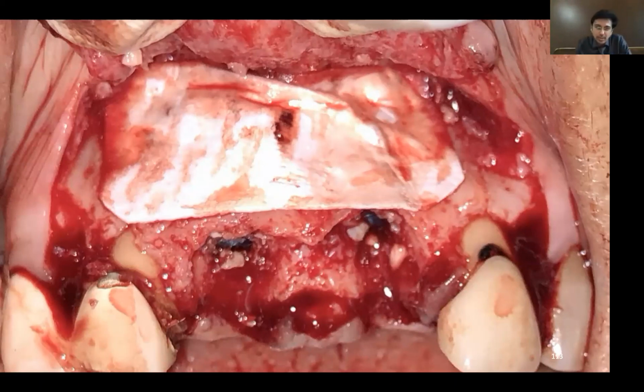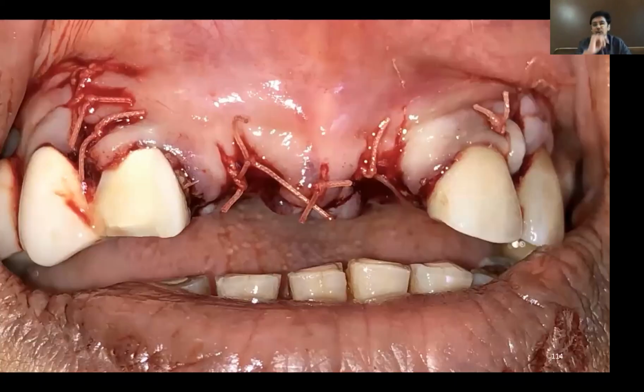And the most important thing after this is primary closure. Trust me, without primary closure, everything is a waste. You have placed three foreign bodies inside. You have placed an implant, you have placed bone graft, and you have placed a membrane. Unless you close it properly, the entire thing is a complete waste.